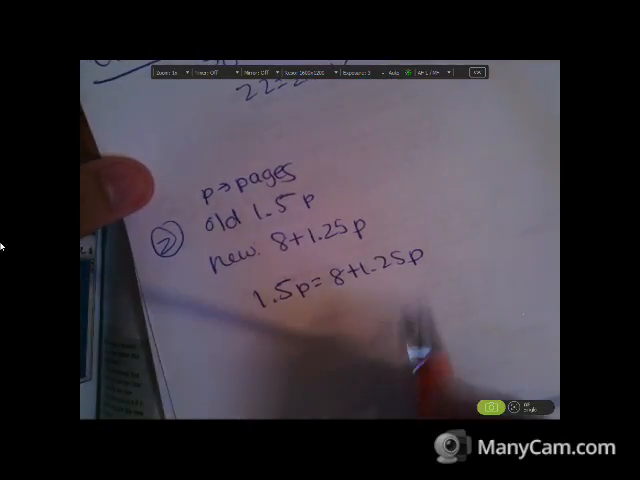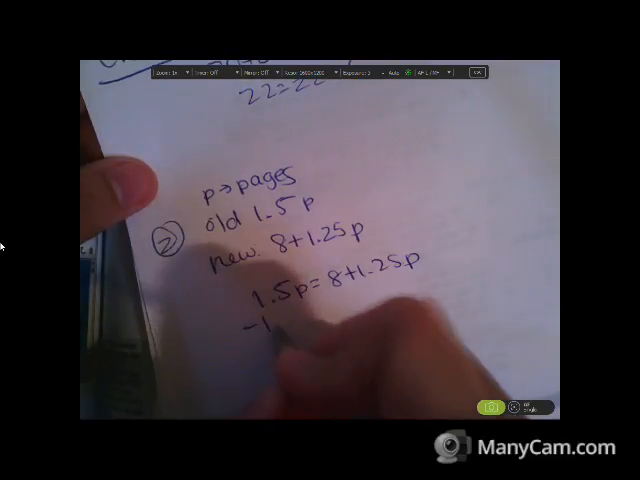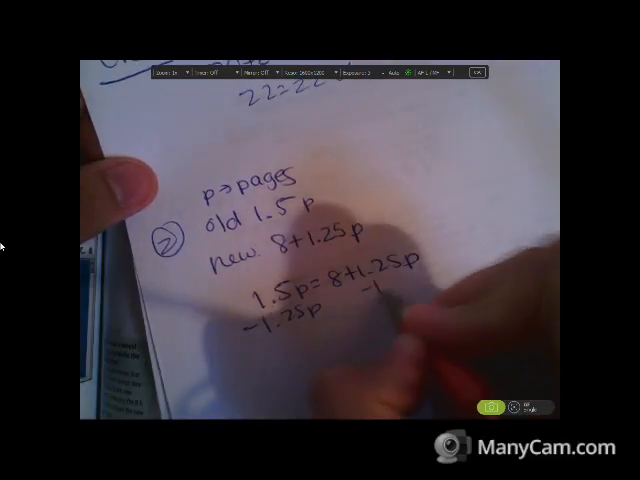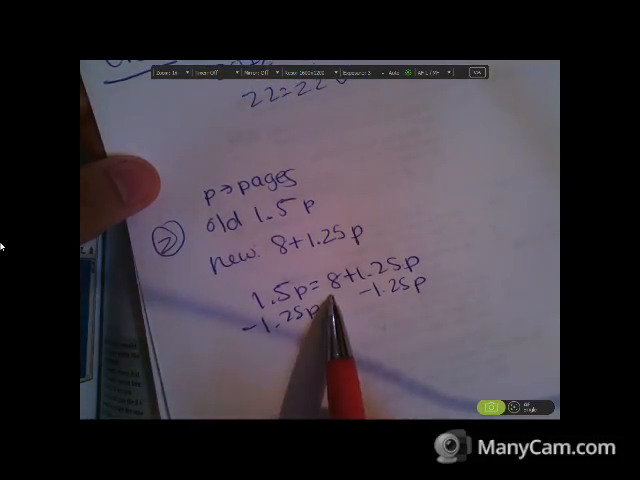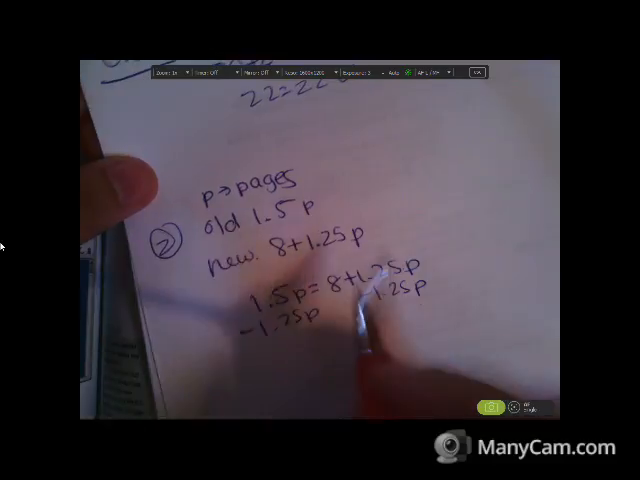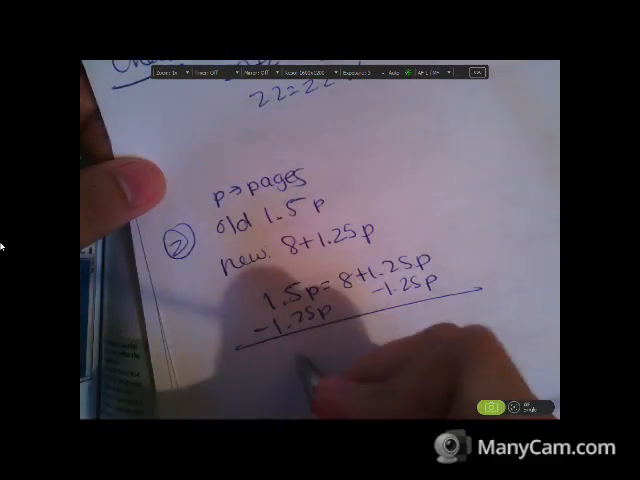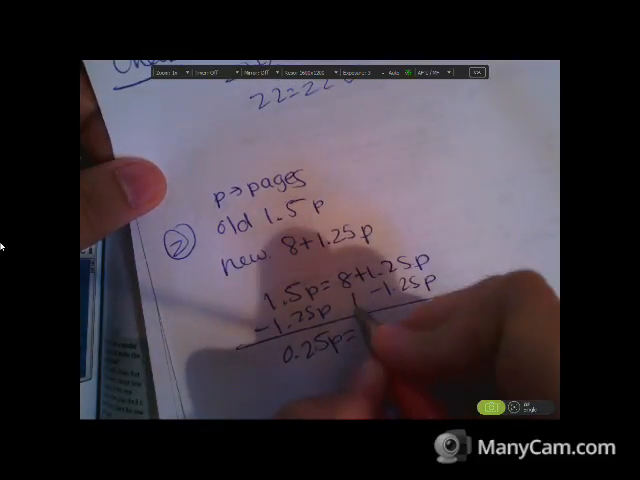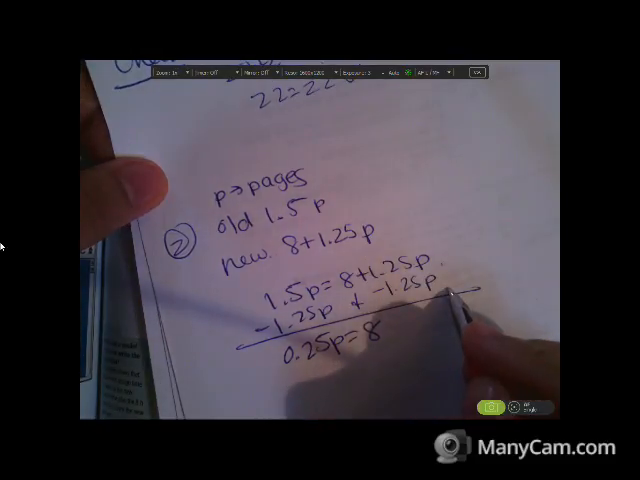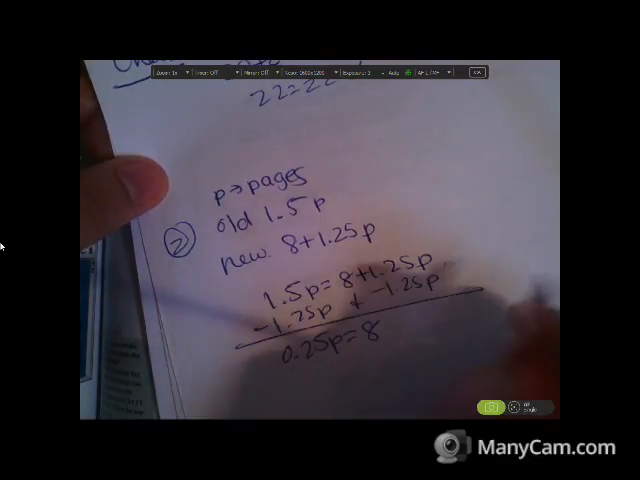So, I want to get p on one side. I'm going to choose the left side. So I'm going to subtract 1.25p on both sides. I cannot subtract 1.25p from 8 because 8 is a constant. It does not have a variable. So 1.5p minus 1.25p is just 0.25p equals the 8 drops down, and this is 0. So now I have to get rid of 0.25 times p.